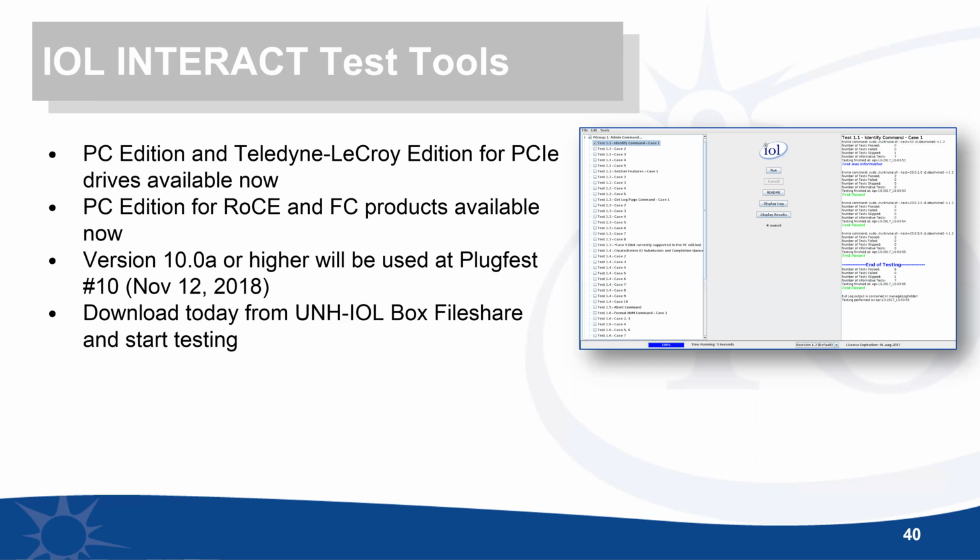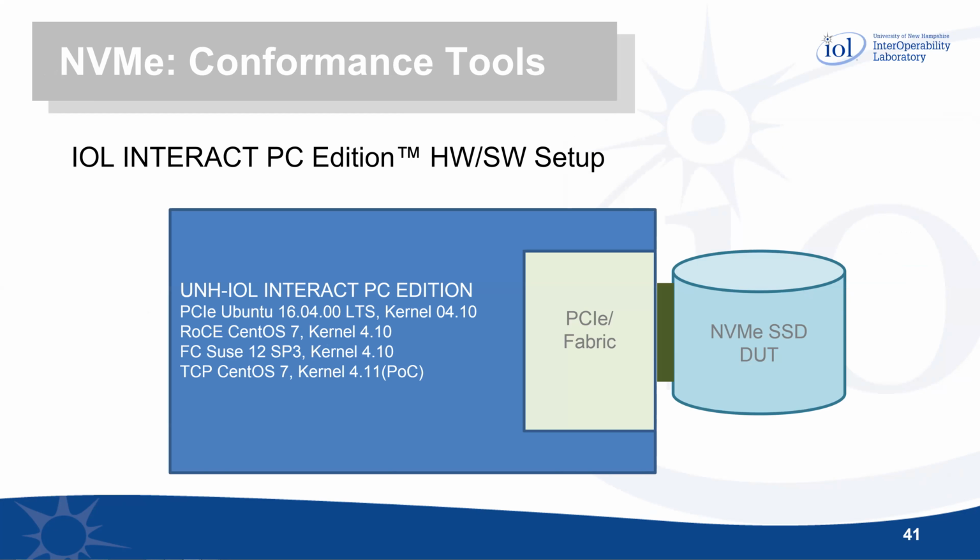This slide just gives you an idea of the actual OS and kernels used to actually run the IOL Interact tool. You can see that they're different depending upon which type of transport you're using, whether it's PCIe, RoCE, fiber channel, or TCP. And they do differ because of the different types of underlying modules we need to use, such as NVMe CLI as well as TNVMe.